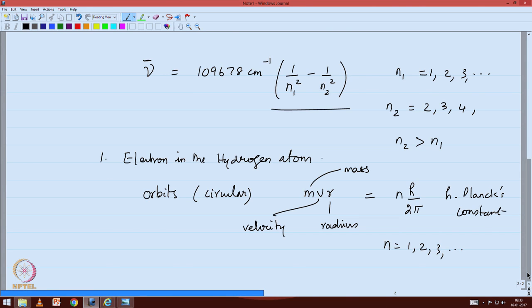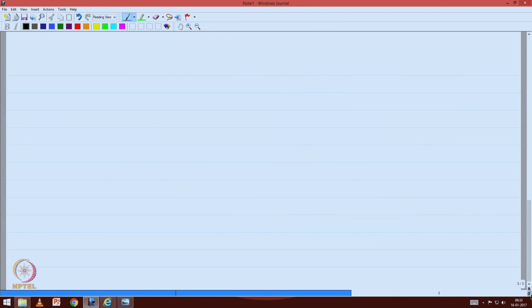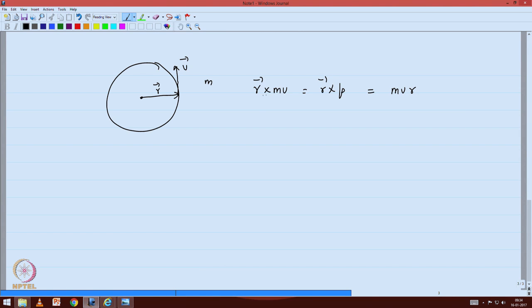This is assumption 1. And it's easy to see that the angular momentum for a circular orbit is mvr, because if you write the radius vector as r and the tangential velocity v of mass m, then r cross mv, which is r cross p, is actually mvr, because r and p are perpendicular to each other. This is a vector cross product, and this is equal to n h bar, where h bar is h by 2 pi. Okay. This is assumption 1.